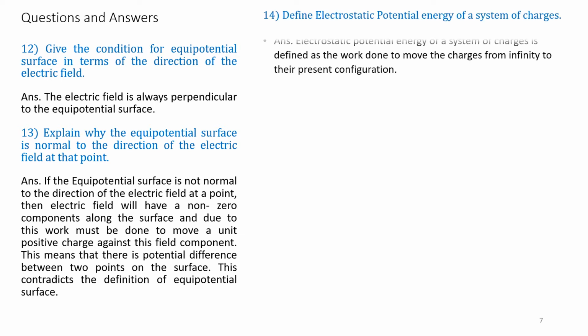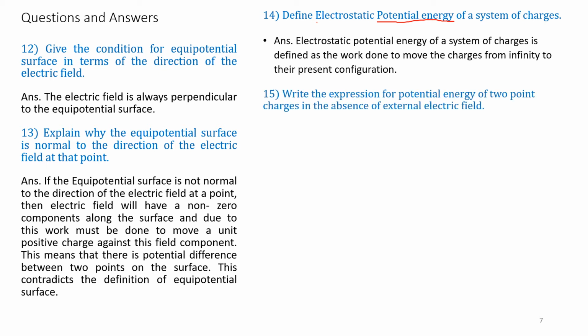Define electrostatic potential energy of a system of charges. So far we learnt about electrostatic potential. Now we will move to electrostatic potential energy. The electrostatic potential energy of a system of charges is defined as the work done to move the charges from infinity to the present configuration. So we have to move charges.